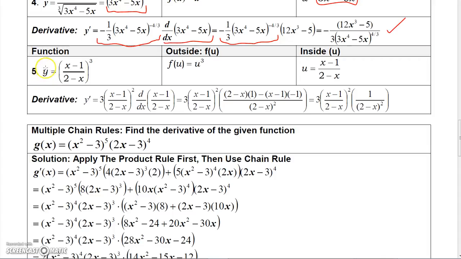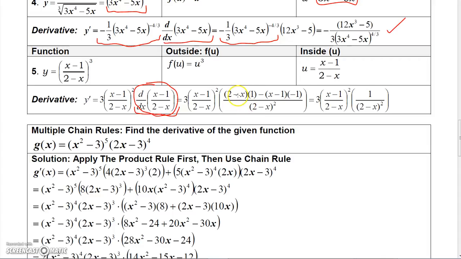And one more here, I have this quotient raised to the 3rd power, so I would take the derivative of the outside by saying 3 times the quotient to the 2nd power, and then times the derivative of the inside, which would be the derivative of the quotient. But now to get the derivative of the quotient, it's a little more complicated. Since this is a quotient, I have to apply the quotient rule to get this derivative.